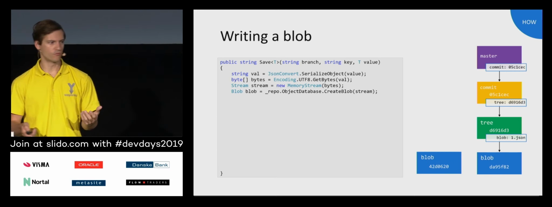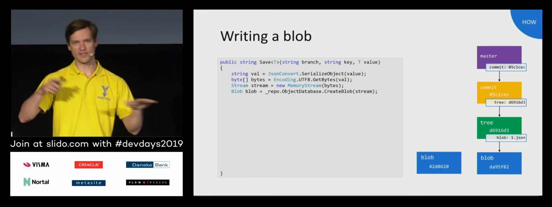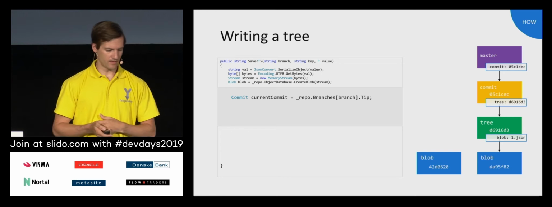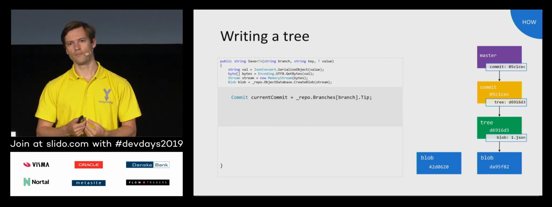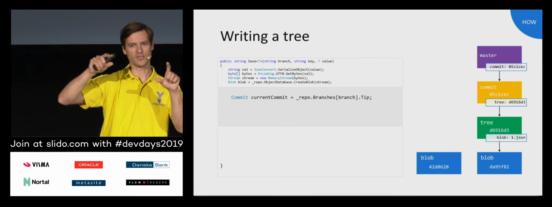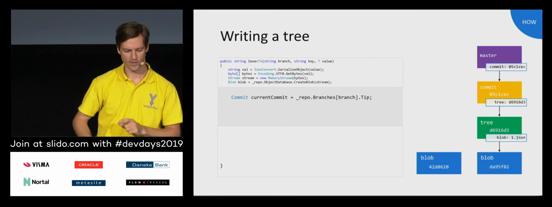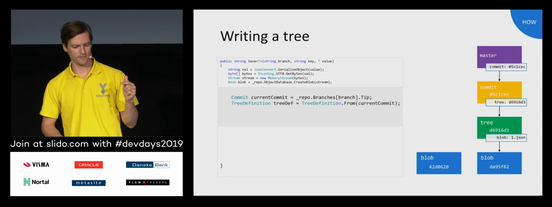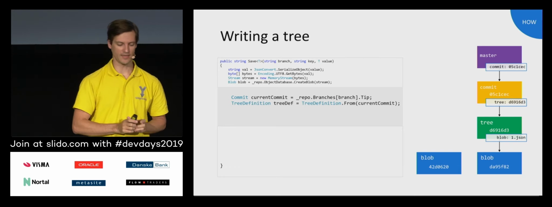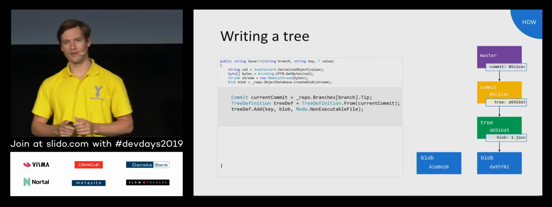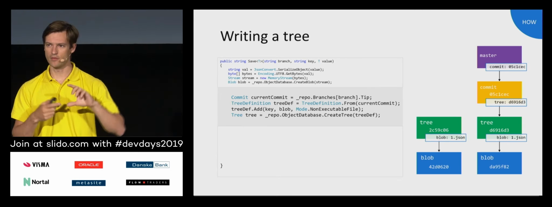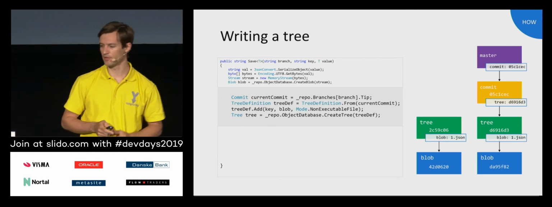Now I tell Git to create a blob. It returns me the blob which has the hash and everything. Then I write a tree, but when I write a tree, I need to copy the previous one, because otherwise I'm going to lose all the values that were in there. So I get the current commit and then copy the tree it's pointing at. I then add the blob to it and then write it. So it's now created a tree which is pointing to a blob.